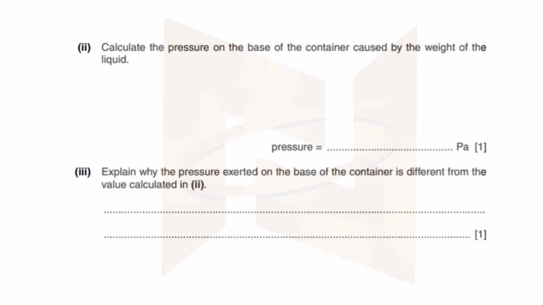Next, they're asking you to calculate the pressure on the base of the container caused by the weight of the liquid. So let's do this. You know that pressure is force over area, so I can write pressure is equal to weight over the area. You know that the weight is 15,000. Divide that by 0.45, and the answer that you get is 3.3 into 10 to the power 4 pascals.